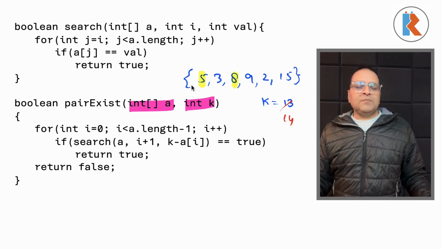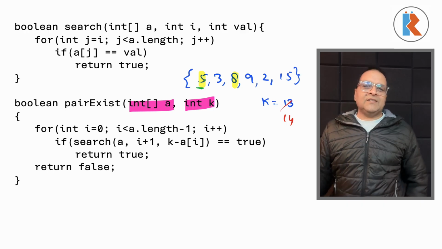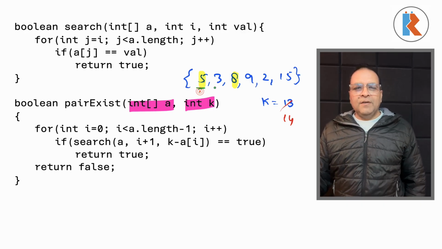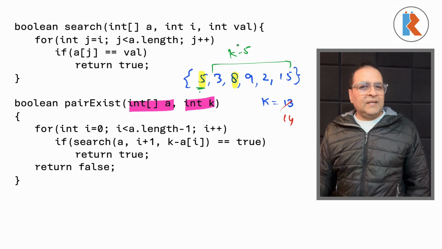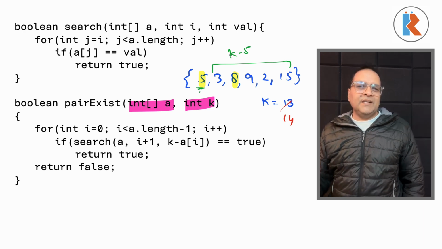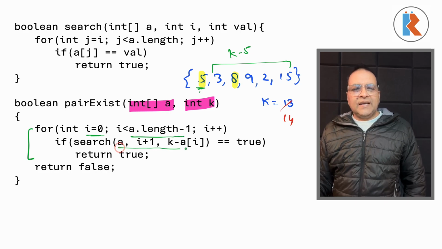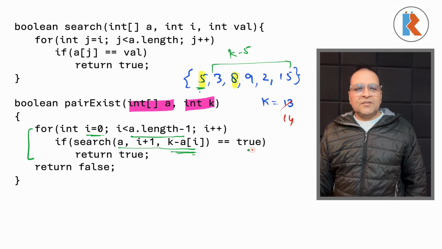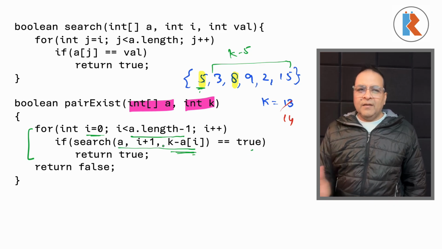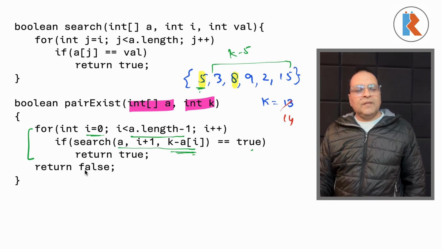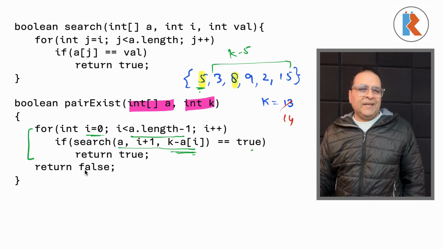Now, one way of solving this problem is that for every element, you check whether the pair of this element exists or not, which means that for 5, we will be searching for k minus 5 in the entire array. This searching can be a simple linear search. So for every element starting from i equal to 0 up to the second last element, we search in this array for value k minus ai. If that search is true, it means that we have found a pair. Otherwise, we move to the next element. And if we do not find the pair in the entire array, then at the end we just return false.